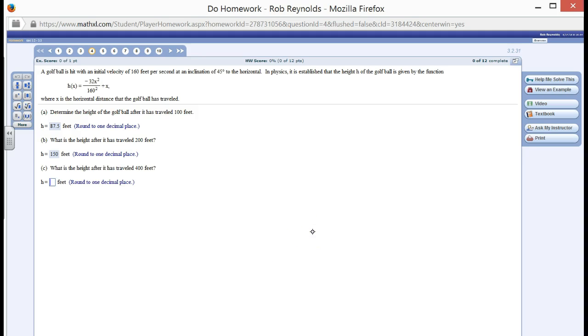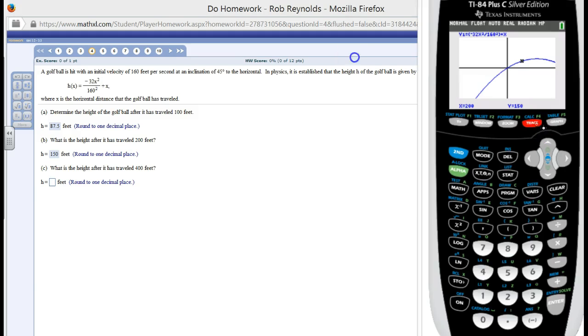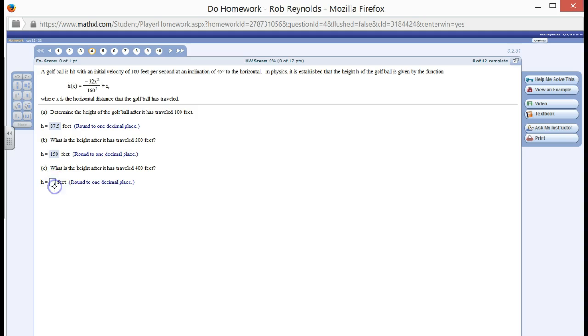The next question is, what is the height of the ball after 400 feet? Again, you could do this through table setup, but I think it's just easier to use the trace key. You could do it manually: every time you see an X, plug in 400 feet. This, I think, is the easiest method. So I'll check the 200 this time.